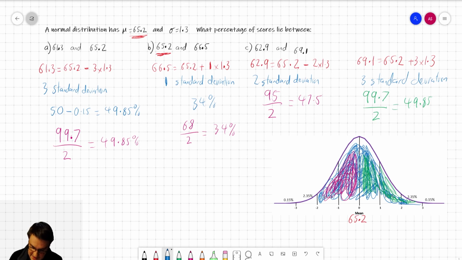So what we need to do now is add these 2 values together. 47.5 plus 49.85, and when we add these together, the answer we get is 97.35%. So this is saying that 97.35% of the values are located within the shaded region of this normal distribution.